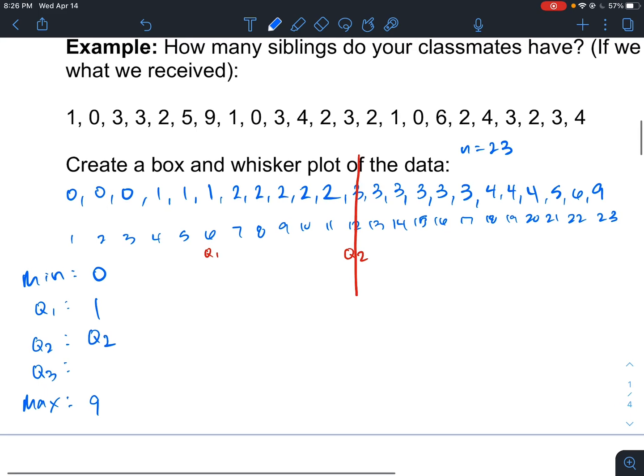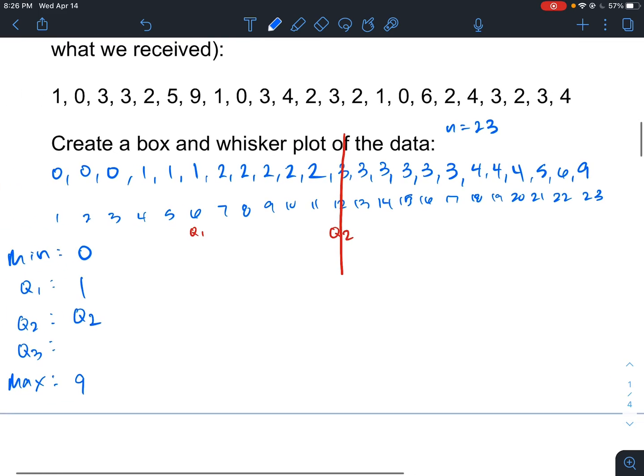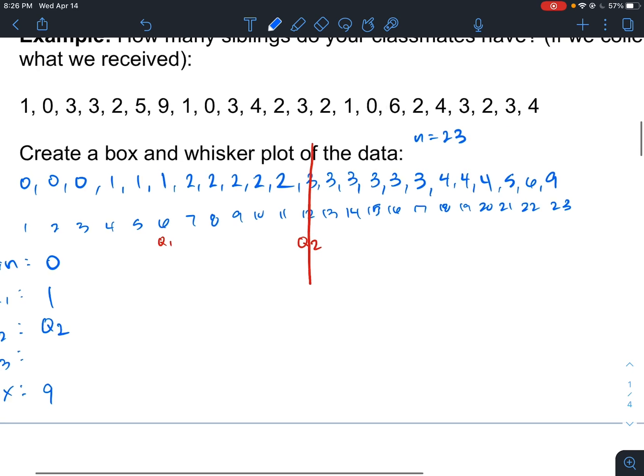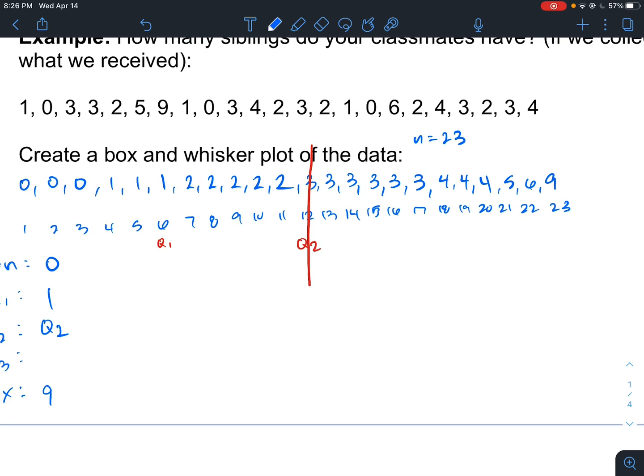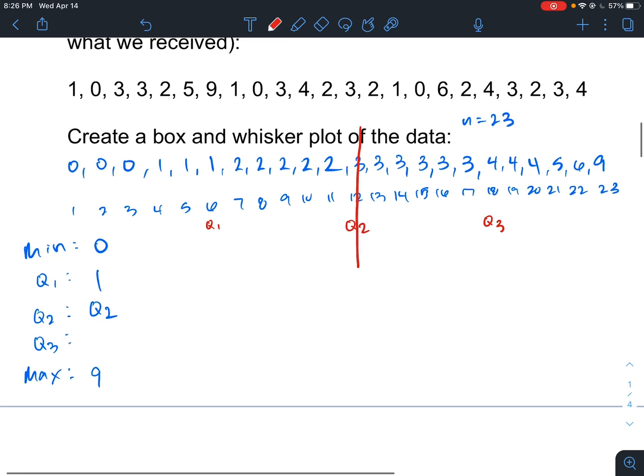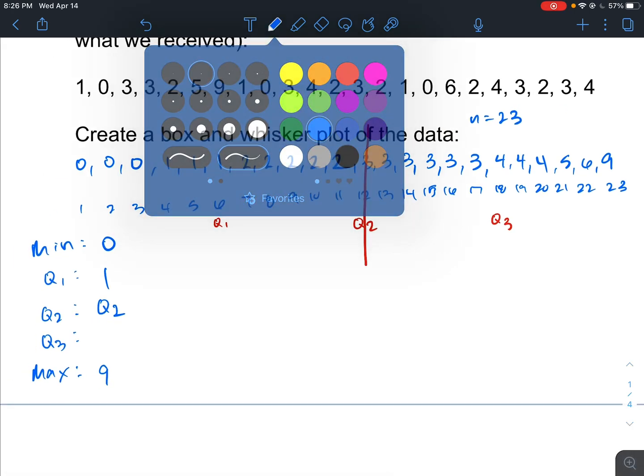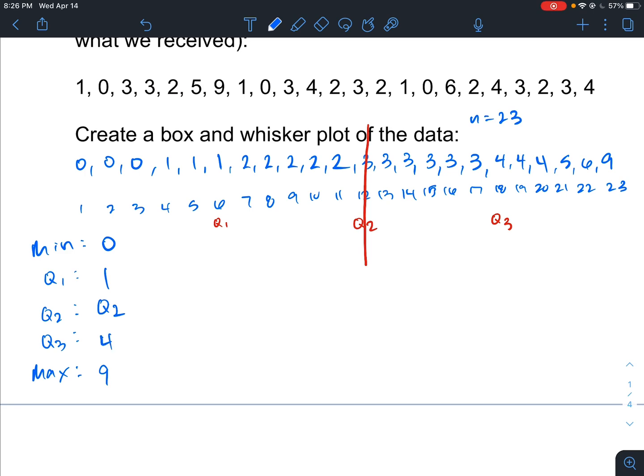Okay, and then Q3 will be the middle of the upper set of data, which should just be right here at 18. So right here, this one will be Q3. And that is 4. Don't know why I wrote Q2 right there. I should have wrote it 12. Okay, so this is not 12, 3.